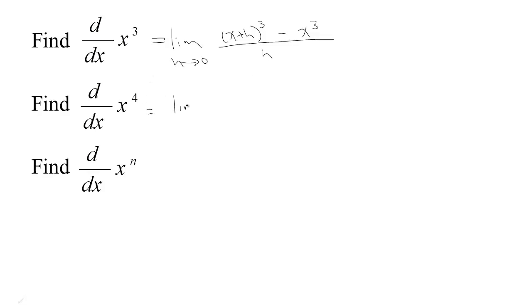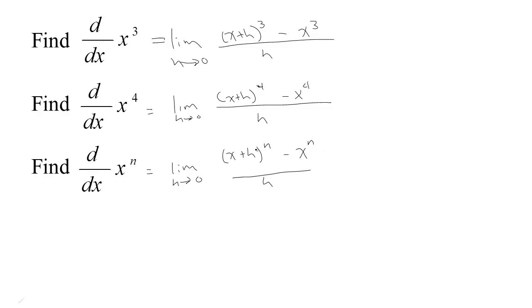To do this derivative, we're going to have to take a similar limit, but instead of x plus h cubed, we'll have x plus h to the fourth minus x to the fourth over h. In general, to take the derivative of x to the n, we take the limit as h tends to 0 of x plus h to the n minus x to the n over h. In all of these cases, the time-consuming part is expanding this so that we can collect like terms. So we need to expand these binomials, and something that can help us is called the binomial theorem. Let's look at that.